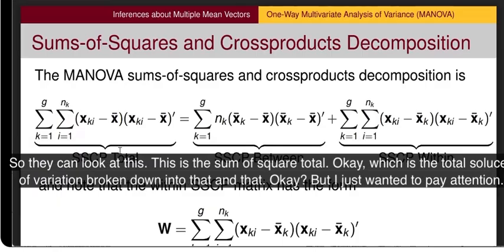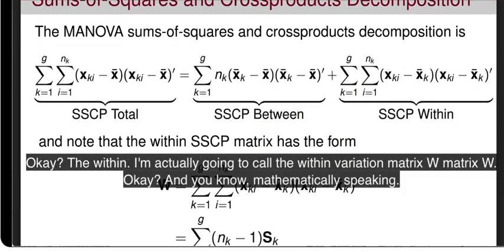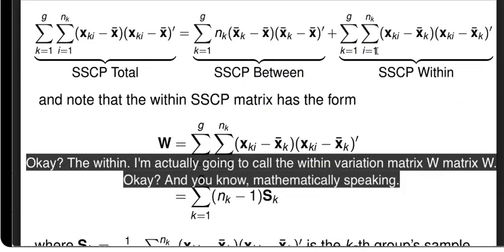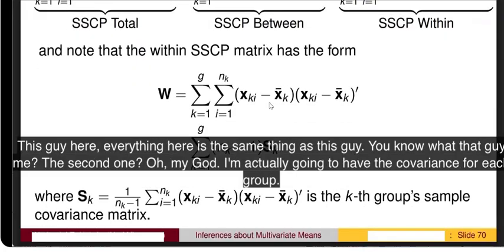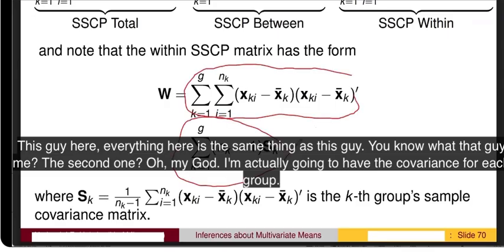This is the sum of squares total, which is the total source of variation, broken down into between and within. I'm actually going to call the within variation matrix W, matrix W. And mathematically speaking, everything here is the same thing as this. You know what that means, the second one?